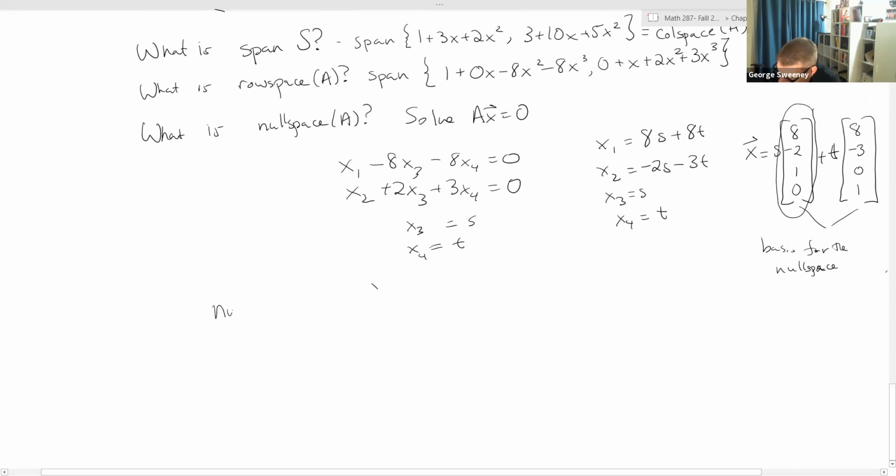And so because we're in P2, I've got to translate. Okay, so I'm going to translate now, and that's going to give me 8 minus 2x plus x squared, comma, 8 minus 3x plus x cubed. Excuse me. And then that is the null space of A. It equals the span of those two vectors.